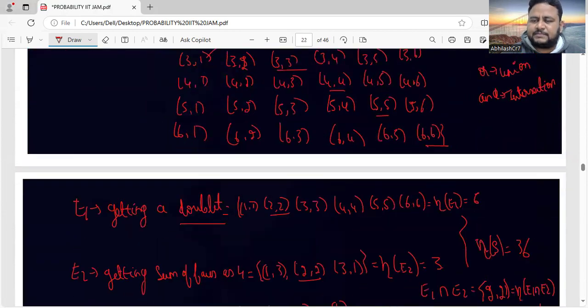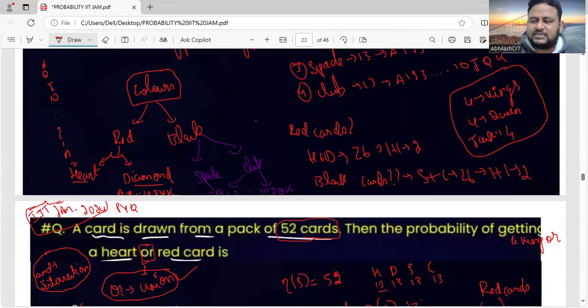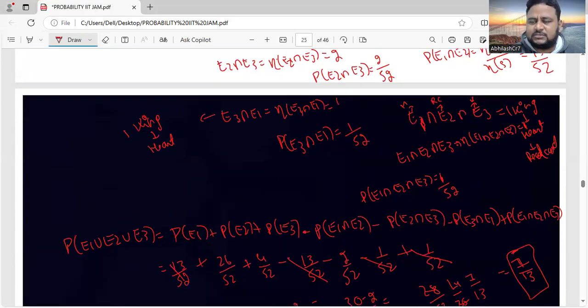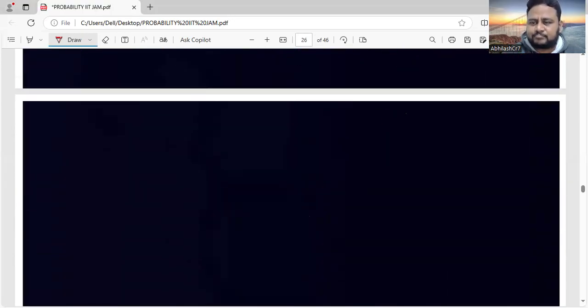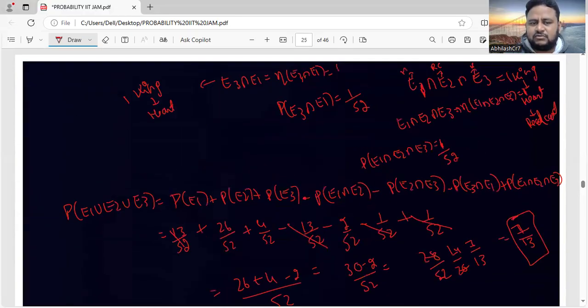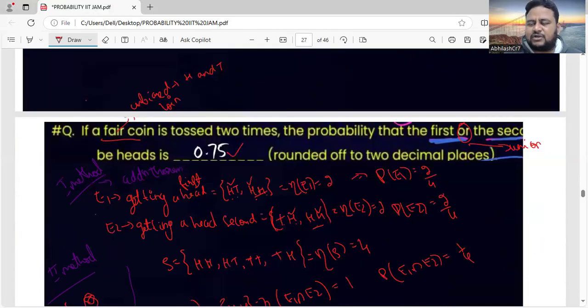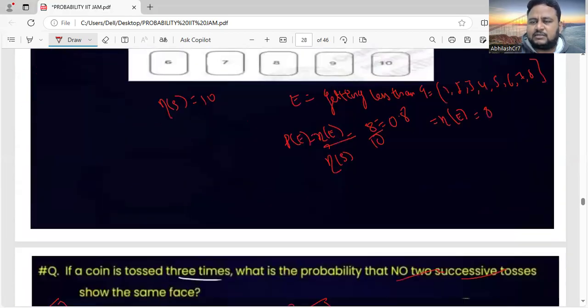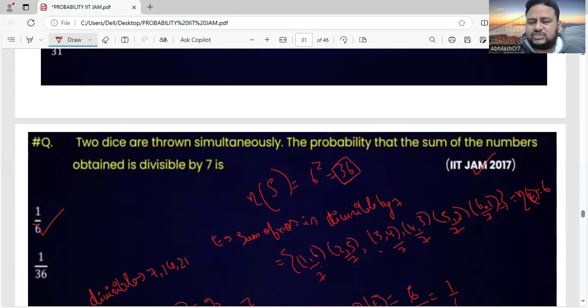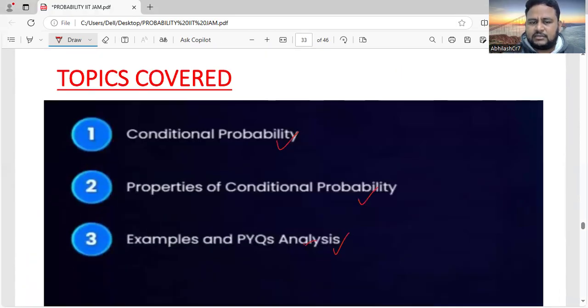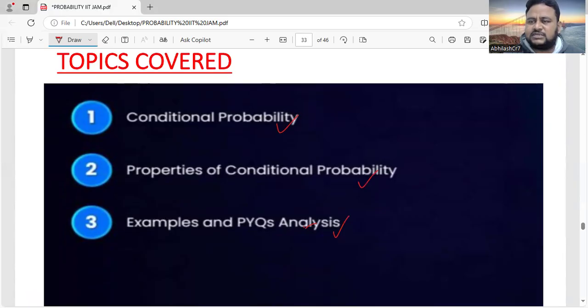Then in the previous class, we learned what conditional probability is and its properties, and we solved some examples based on that. Now we will solve certain PYQs based on conditional probability. In conditional probability, we compare two events: an event which has already occurred and an event which is supposed to occur with respect to that event. That is what we learned when we studied the properties of conditional probability. What conditional probability is and its properties, we have completed. Examples we have solved. Now we have to do certain PYQs.